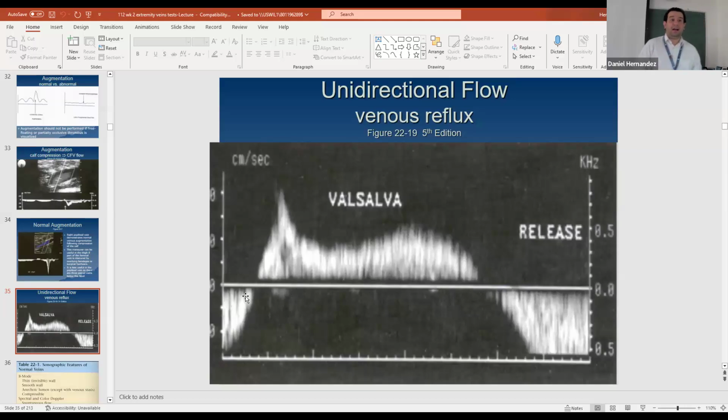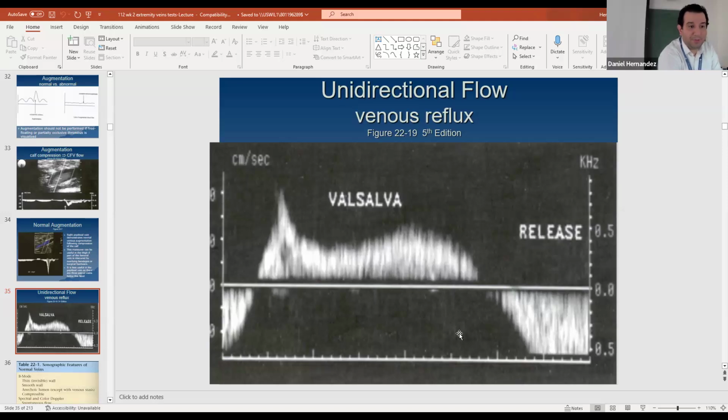But if we have valves that are leaky or incompetent, when the patient Valsalvas, we see blood flow going in the wrong direction. So this down here represents blood flow going back up the leg towards the heart. This represents blood flow going in the opposite direction back down the leg. So it's above the baseline. We're seeing this flow during Valsalva. And then this is the release of Valsalva. So this would be an example of a patient that has significant reflux in that segment of vessel, with leaky or incompetent valves causing that reflux.